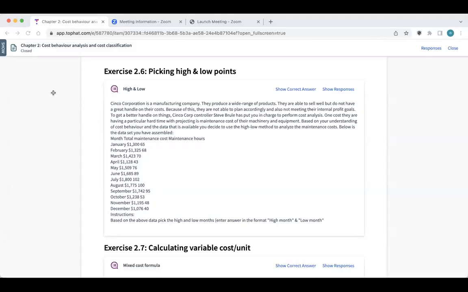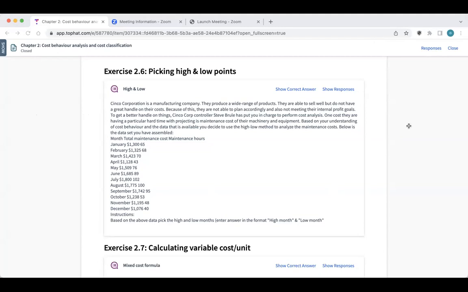I've recreated the data set here a little bit clearer, and these files will all be available on your course site so you can have this at your disposal. The first thing we have to do again is determine which is the high month and which is the low month. I've picked July as the high and December as the low. And reminder, how do we go about doing that? It is based off of the independent variable.